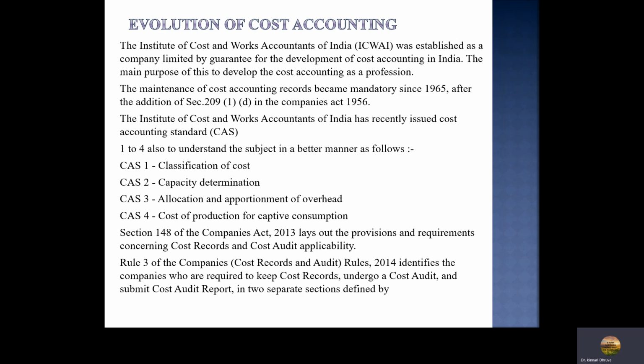Cost accounting standard 1, classification of cost. Cost accounting standard 2, capacity determination. Cost accounting standard 3, allocation and apportionment of overhead. Cost accounting standard 4, cost of production for captive consumption.